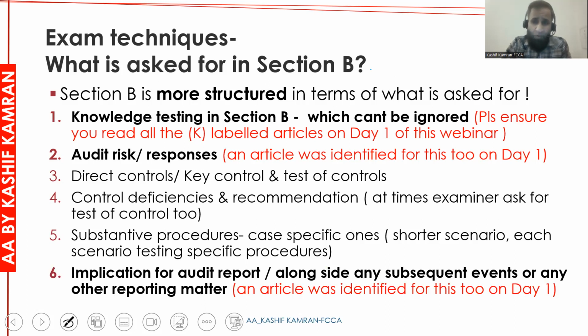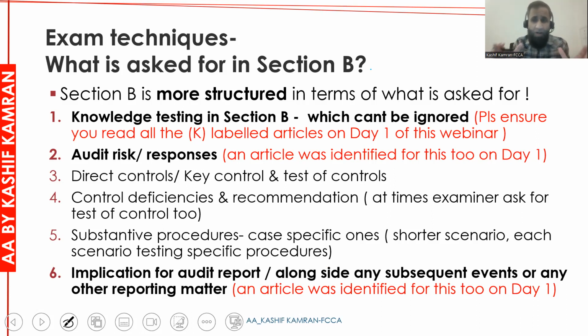Implication for the audit report. That's one of the last questions in section B that the examiner asks you for 4 to 5 marks: that there is an issue, and if the issue is unresolved, what will be the implication of the unresolved issue on the audit report? You do get going concern as well. You do get subsequent events as well in the implication for the audit report. Sometimes the examiner does test the key audit matters as well. So this is what section B is for.